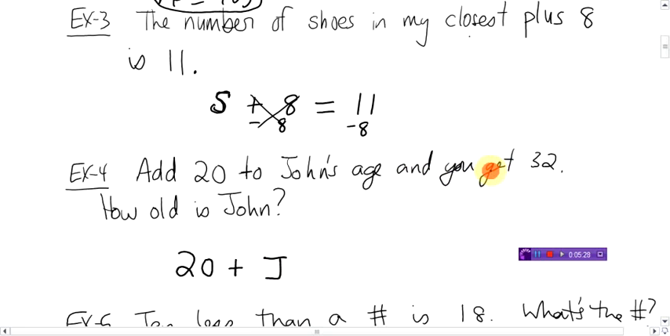And you get, what do you think? What math thing are they talking about when they say "and you get"? That sounds like an equal sign. So the equal sign has a lot of different translations. "Is equal to," or some phrase that basically means "the answer is." And you get 32. So there's our equation.